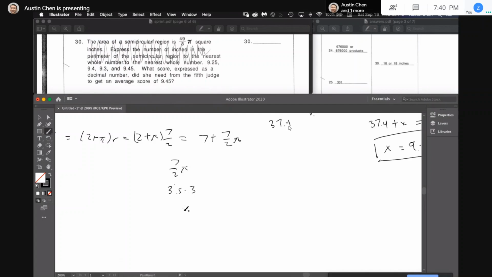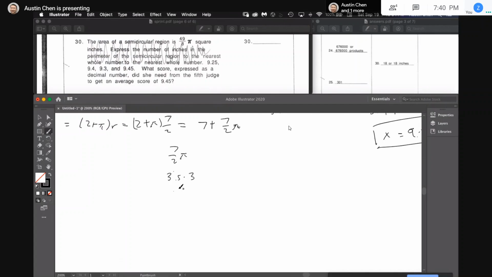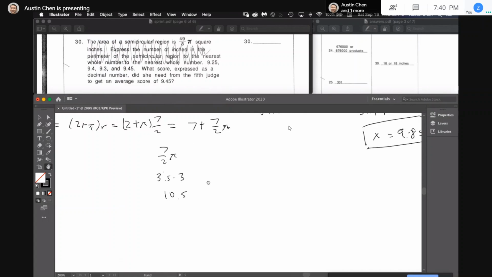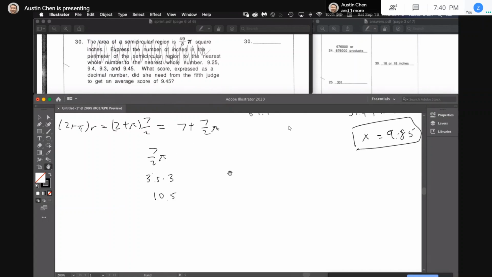So then we have 3.5 times 3, and 3.5 times 3 is just going to be 10.5. And then look at that, it's on the very edge of rounding between like 10 and 11, right? So then we should estimate pi to more digits. So let's estimate pi to 3.1.